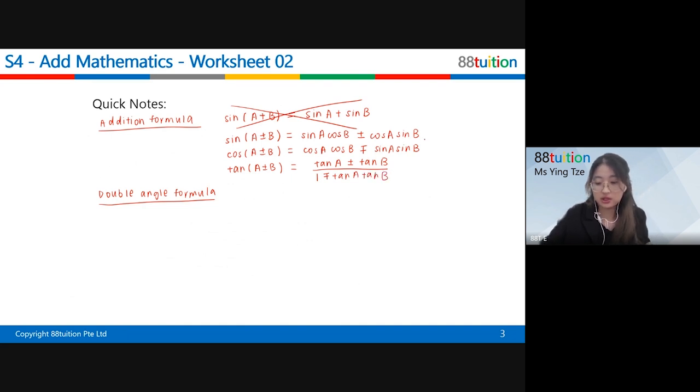We have one addition formula for each of the three trigo ratios, which is sine, cosine, and tangent. Take note that for cosine, the sign is opposite. So when I have cosine A plus B, the sign will be negative. But if I have cosine A minus B, then the sign will be positive.